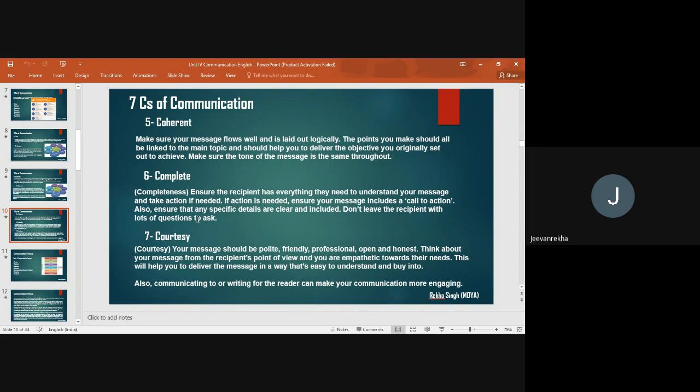Think about your message from the recipient's point of view and be empathetic towards their needs. This will help you deliver the message in a way that is easy to understand and buy into. If you are polite, friendly, professional, open, and honest, as I have said before, nobody can cheat you, right? And your message will be clear and complete. Also, communicating to or writing for the reader can make your communication more engaging.